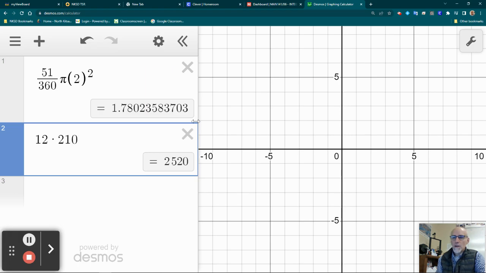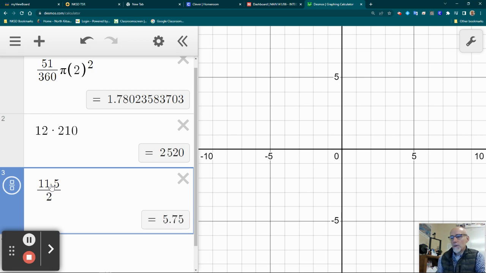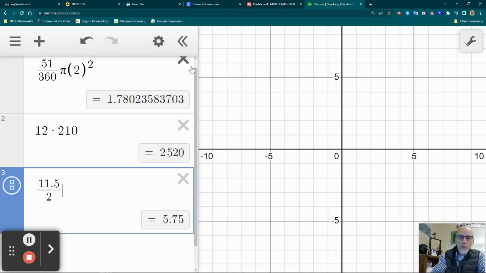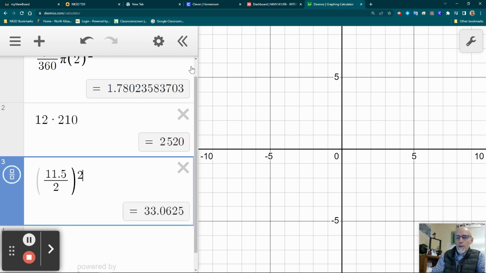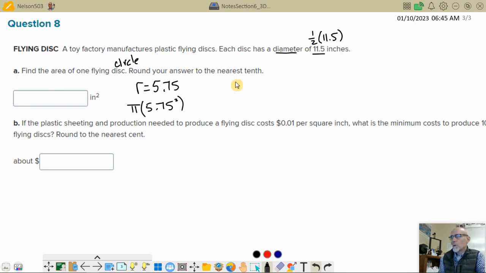Let's just double check it on Desmos. 11.5 divided by 2 is definitely 5.75. Okay. Radius is 5.75. Then the area is 5.75 squared times pi. So let's jam back over here, put a parenthesis there, square that and then multiply by pi. And we've got 103.9. Do I round to the nearest tenth? Yeah, 103.9.